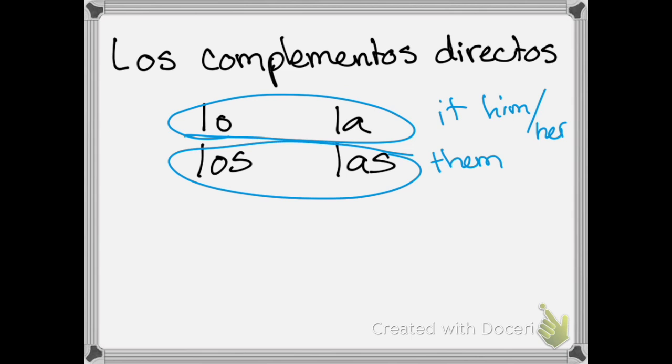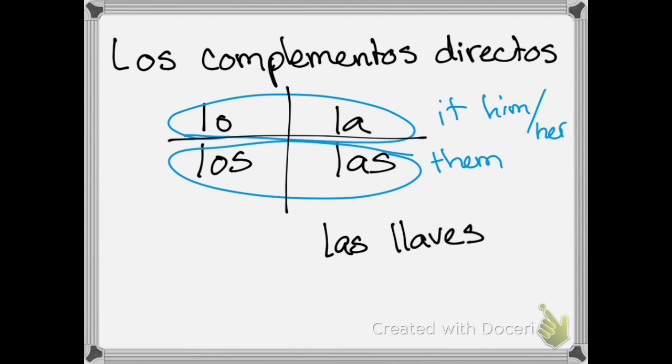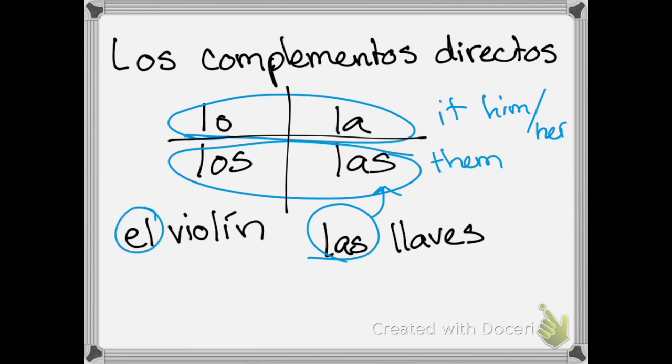Well, typically, if I look at my direct object, it's going to tell me which one I need. For example, the last example I gave you was las llaves. I said, ¿Dónde están las llaves? So if I look right here, I've got las in my word. So my direct object pronoun is going to be las. Or if I am talking about el violín, yo vi el violín, then this el indicates to me that it's singular and masculine. So my direct object would be lo.